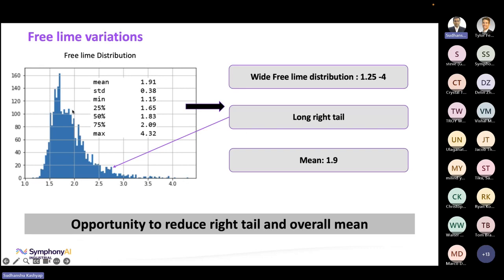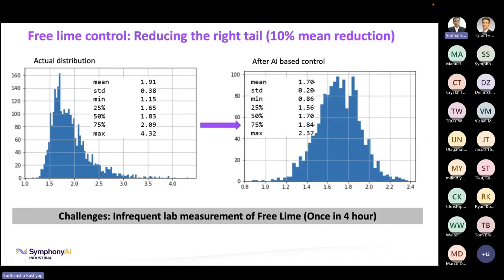And in this particular plant, if you look at the historical distribution of free lime, you could see there's a right tail where it goes even up to 4% sometimes, and quite a percentage is above 2%, while the plant desired it to be all less than 2%. So here's the opportunity to reduce this right tail. And if we do so, after correction, we could see an overall 10% mean reduction of free lime in the plant, and the distribution looks like this.